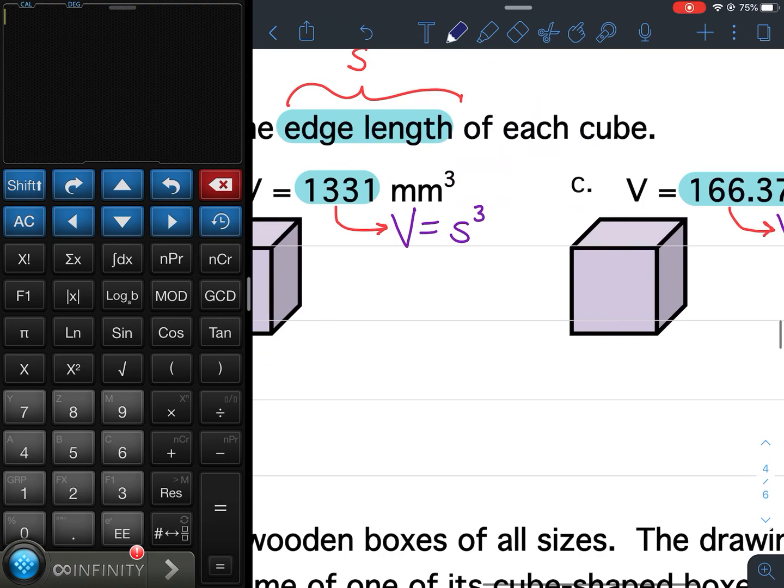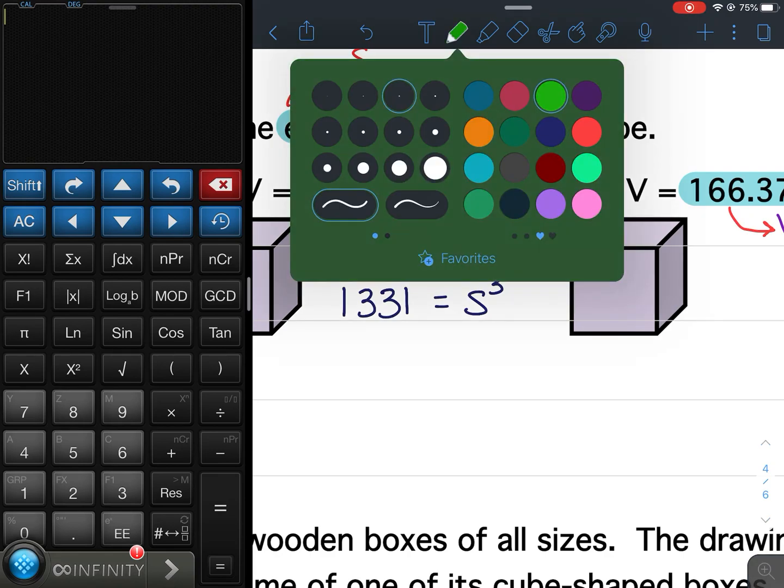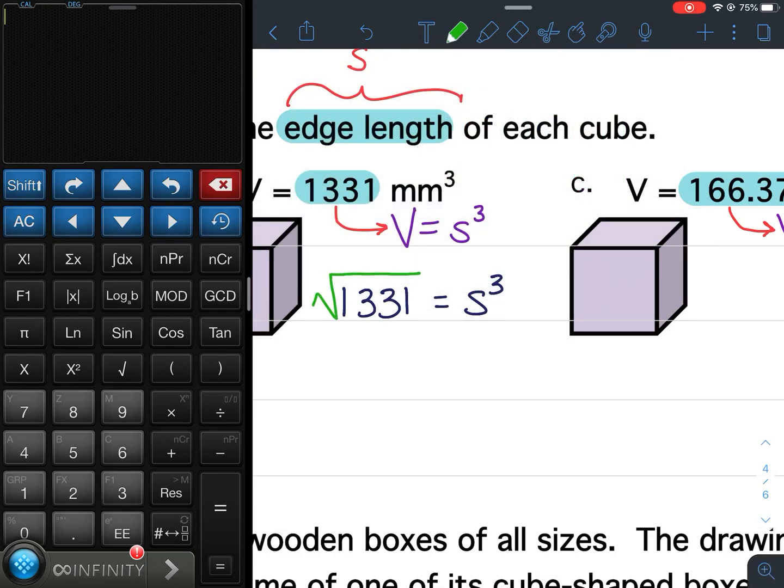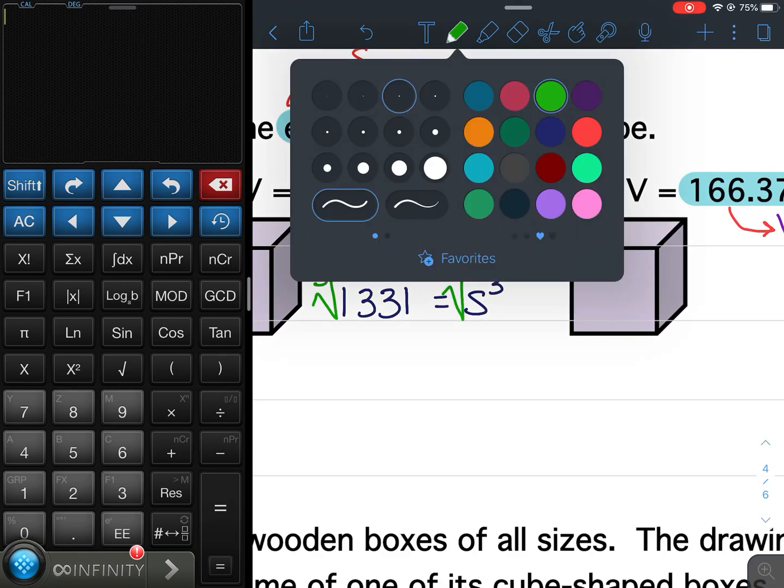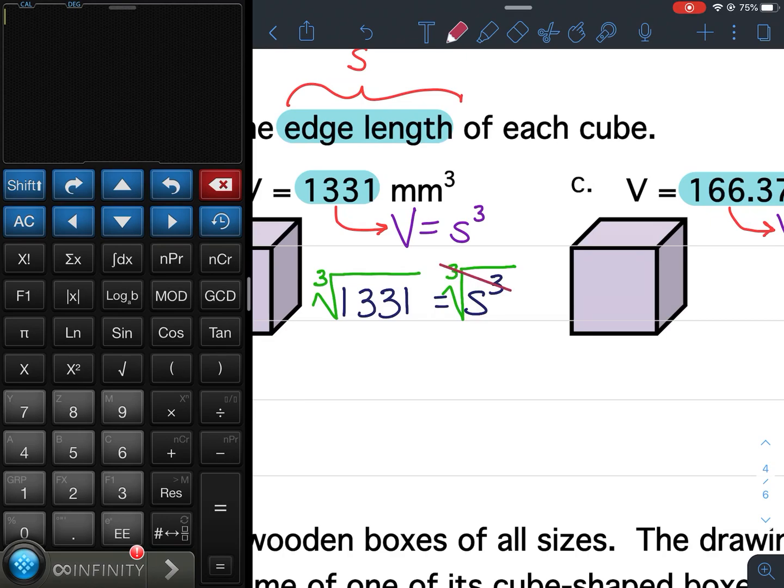For B, I'm substituting in 1,331 for the volume, and we're solving for S, the side length. Since it's S cubed, the inverse to cubing a number is the cube root. So you put the root sign with the 3 in it. I'm going to take the cube root of both sides. So the cube and the cube root cancel. Over here, swipe to get my cube root, swipe back, cube root of 1,331 is 11. So 11 equals S.